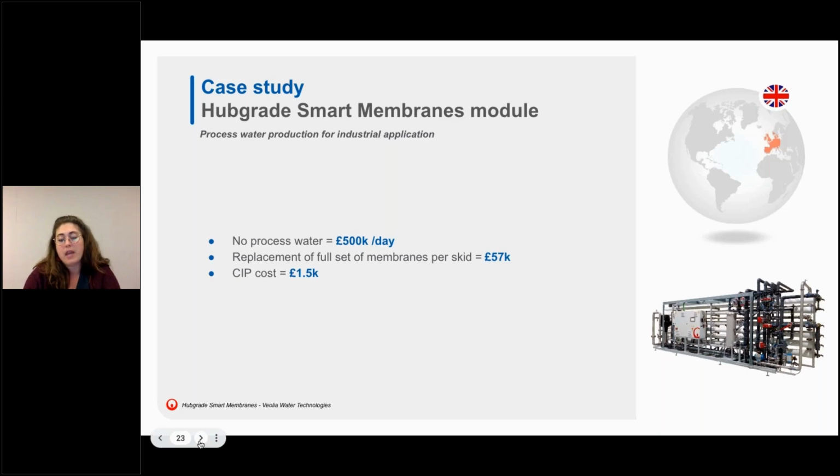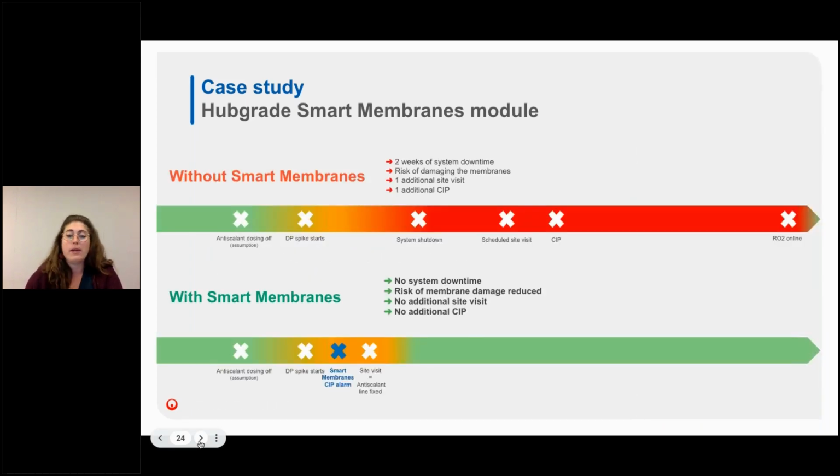In this example, we are going to look at an event that happened on the plant in June 2021, so before Smart Membranes implementation, that caused one of the skids to be stopped for several weeks. So what happened is that an operator accidentally disconnected the anti-scalant dosing line, but didn't notice it straight away.